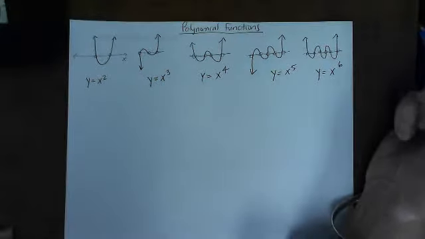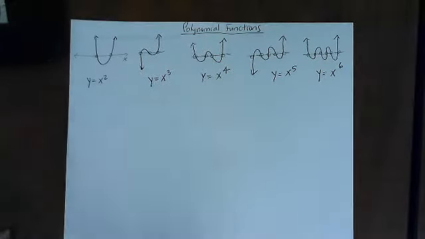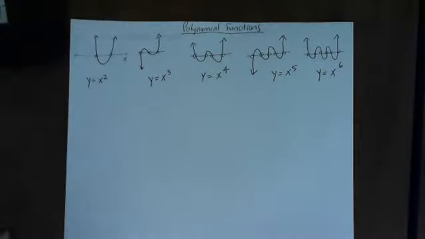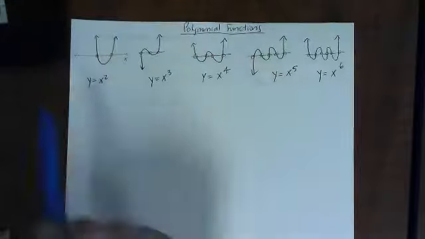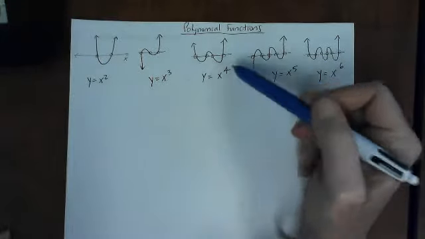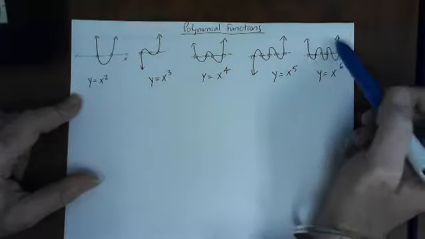Another thing I would like for you to be able to notice is that when the exponent is an even number, do you notice that the end behavior, the 2 arrows, they point in the same direction? In this case, they're all pointing up. See, there's x to the 4th, it points up, x to the 6th.